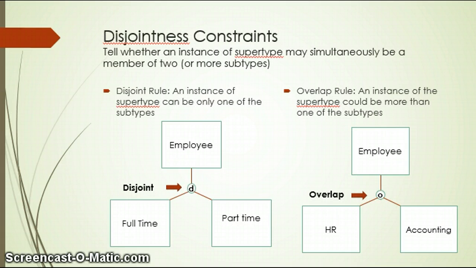Disjointness constraints. Tell whether an instance of a supertype may simultaneously be a member of two or more subtypes. Disjoint rule. An instance of a supertype can only be one of the subtypes. Example, an employee can only be full-time or part-time. Overlap rule. An instance of the supertype could be more than one of the subtypes. An employee can do work in both HR and accounting department.